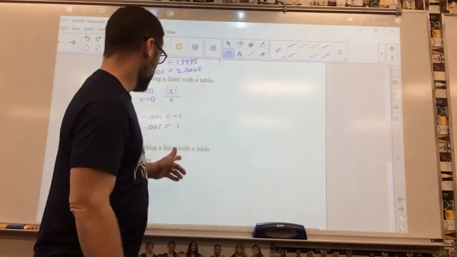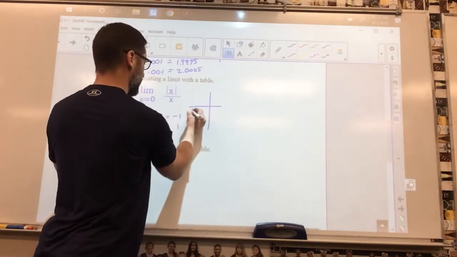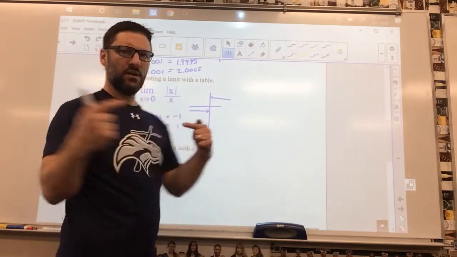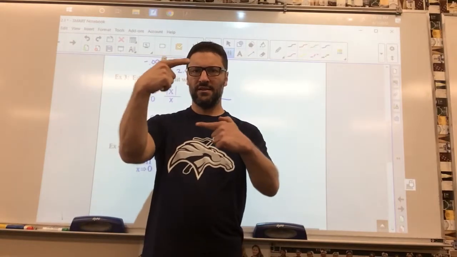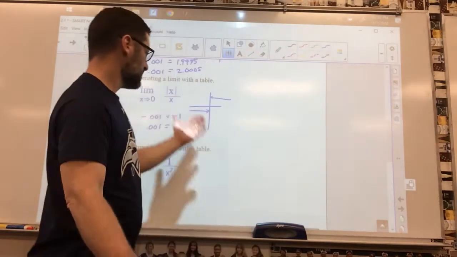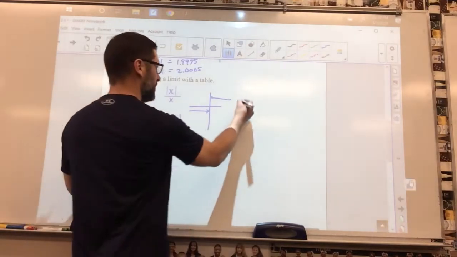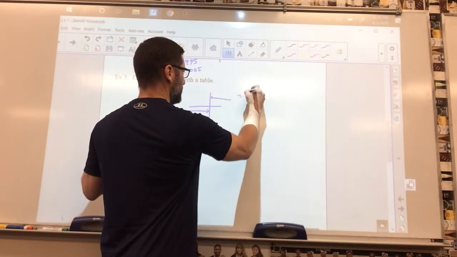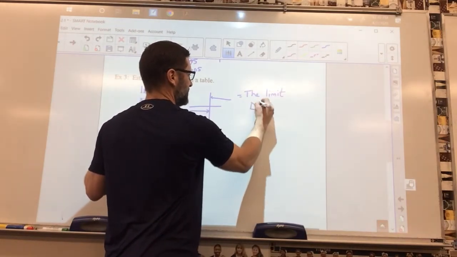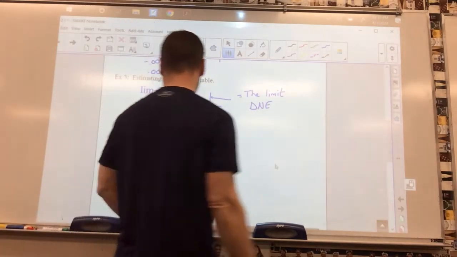So here we are, and just from a graphical perspective, one of them was coming in like this, and one of them was coming in like this, and we're trying to get closer and closer to 0, and at 0, we don't get a value where those two numbers converge. So if the numbers don't come closer to each other, we say the limit does not exist, and we'll put DNE for does not exist.